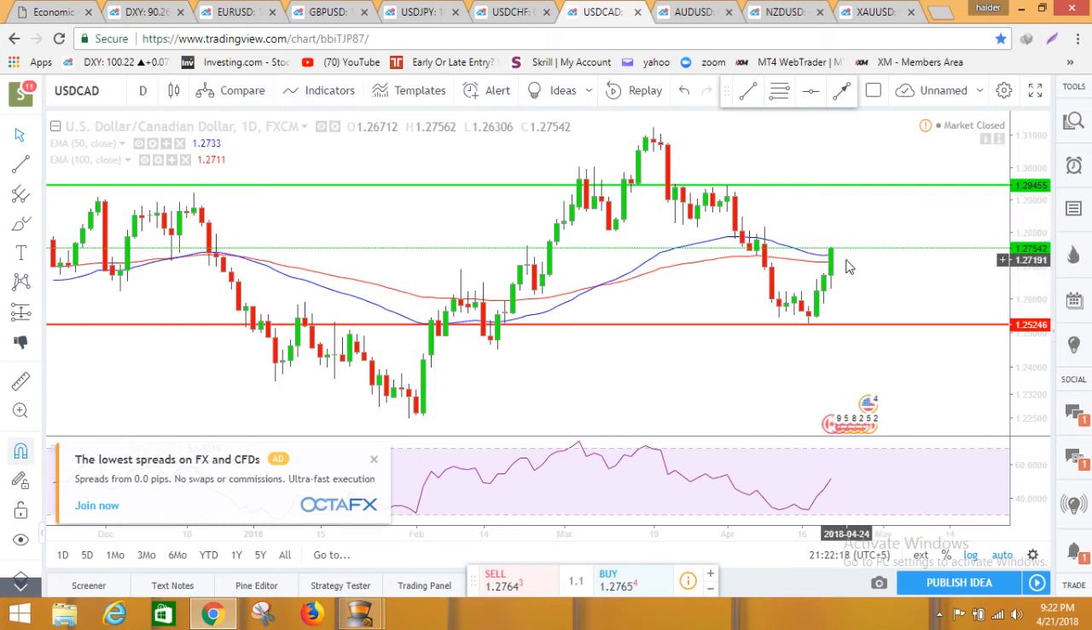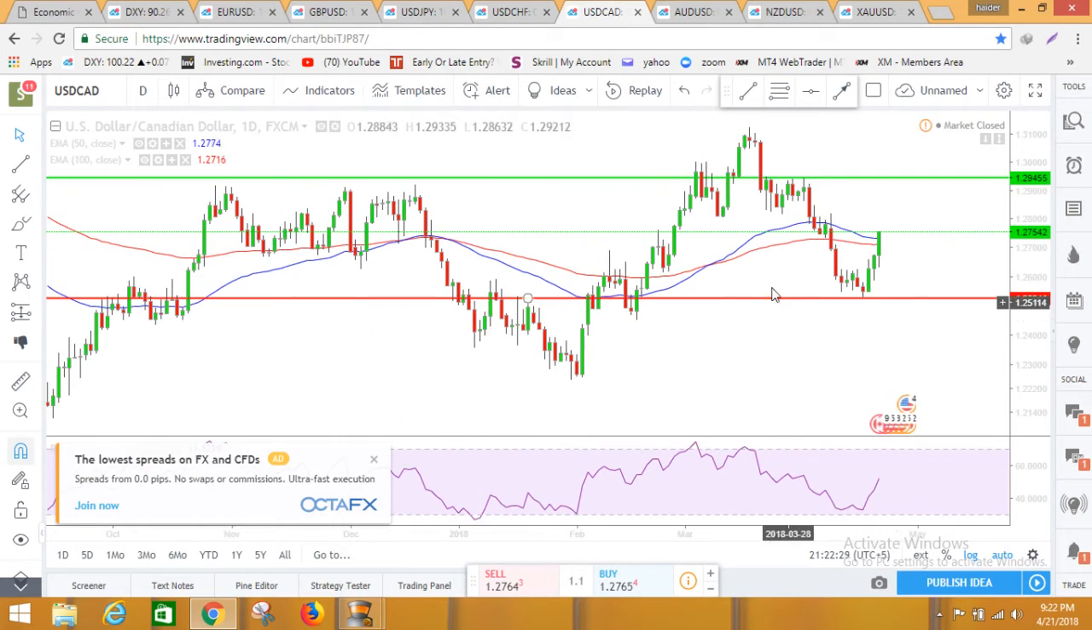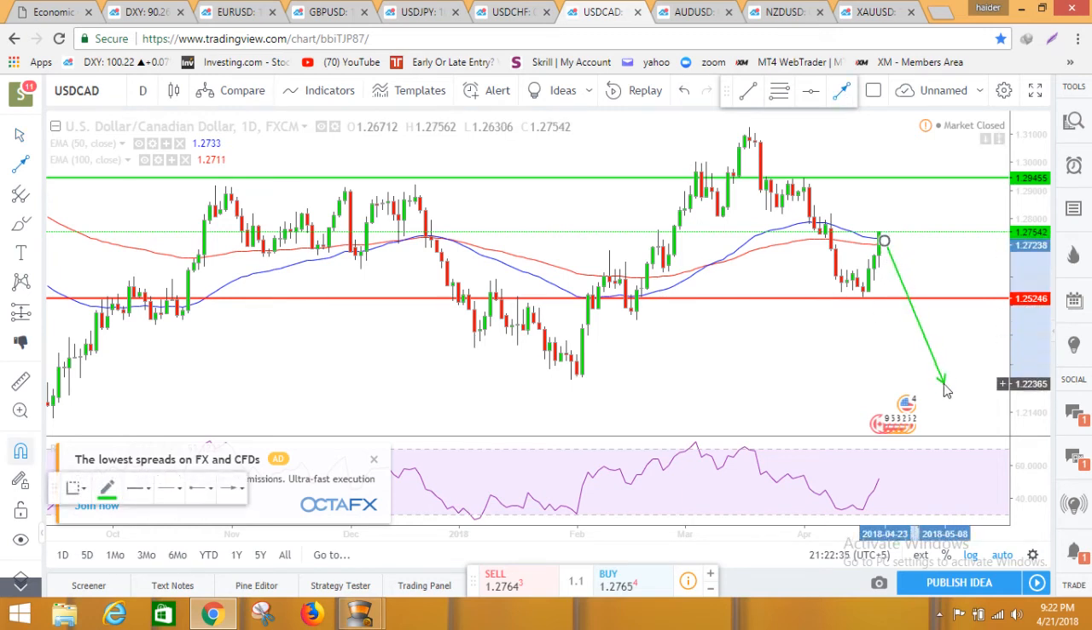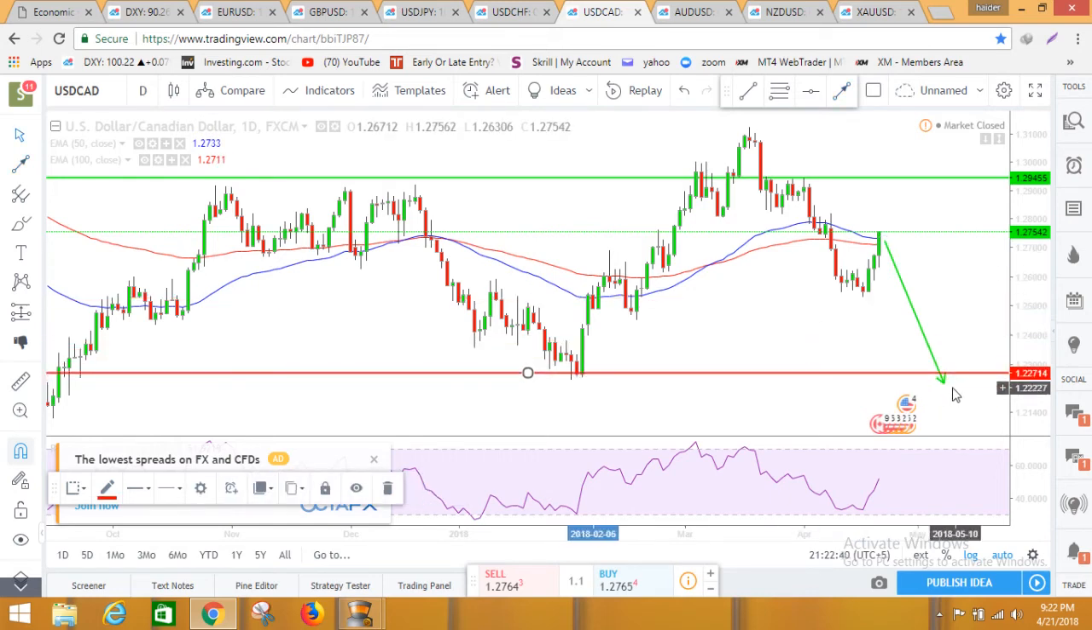But during this time it also depends on the oil prices. If oil prices keep going up, then we might see a drop in USD CAD, and in the longer term I'm looking like USD CAD can come to this level here, and from here it's a very good trade. I will long from here, and then my target can be 1.31 and above.